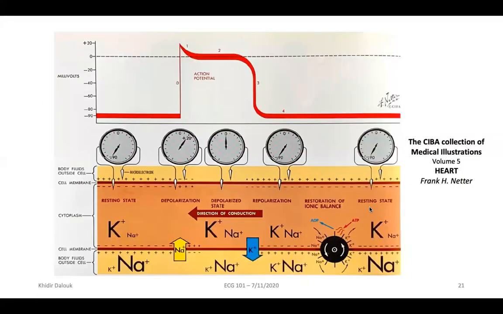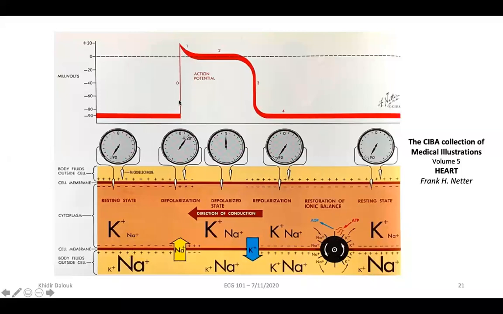This is a nice diagram from Frank Netter's book. It depicts the action potential, and it also shows you a myocardial cell. You can see this is the inside of the cell, this is the outside of the cell, and here they have electrodes, one inside and one outside, and it measures the potential difference or the voltage difference across the cell. Here you can see that potassium is predominantly inside the cell, sodium is predominantly outside.